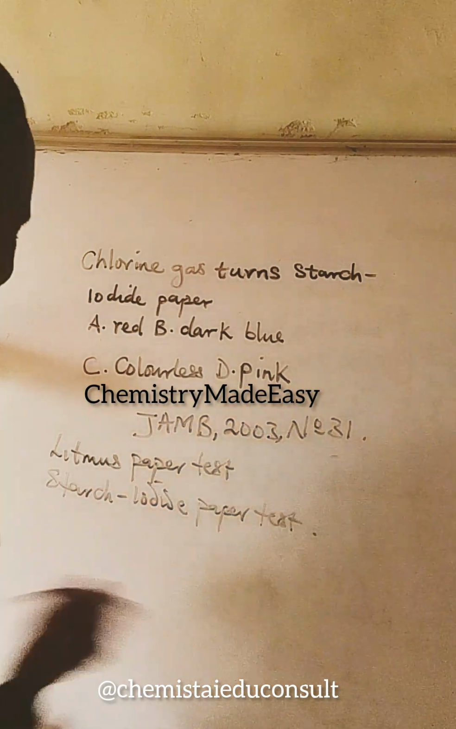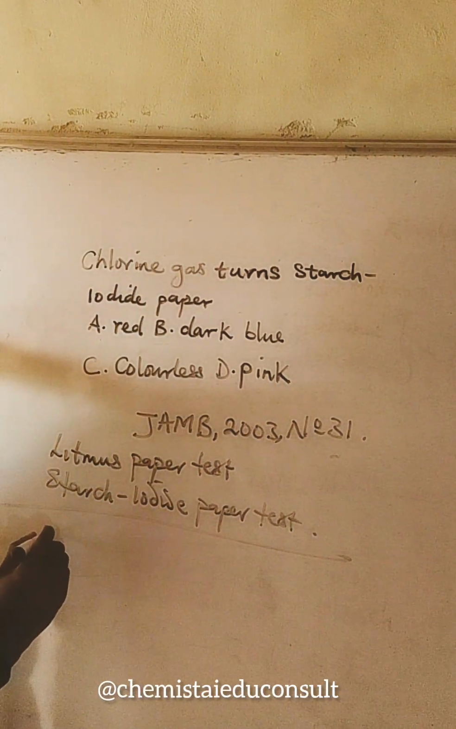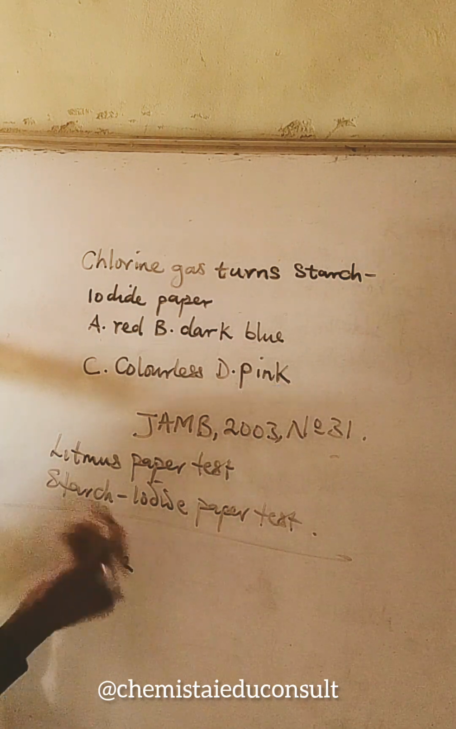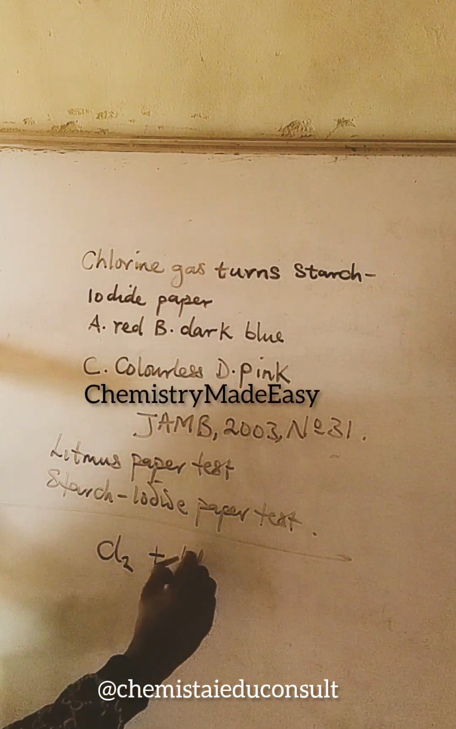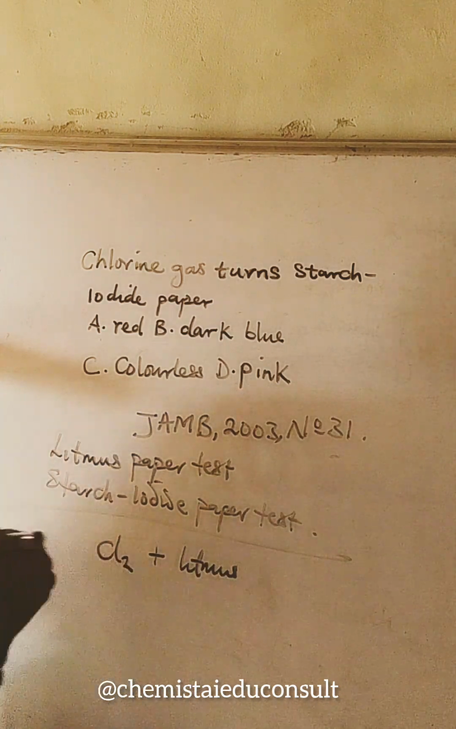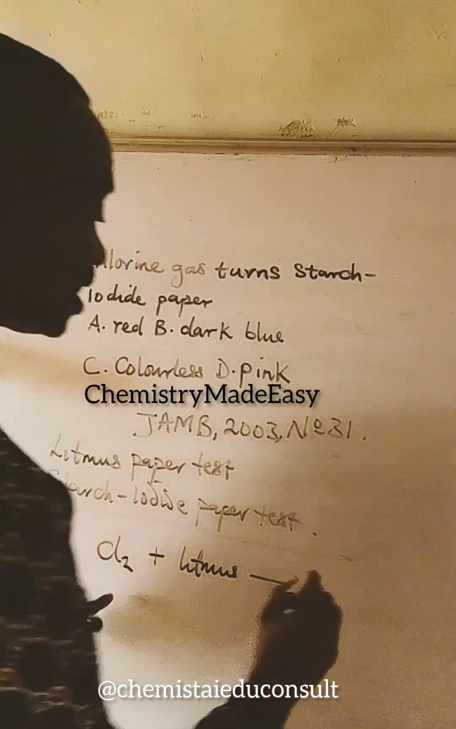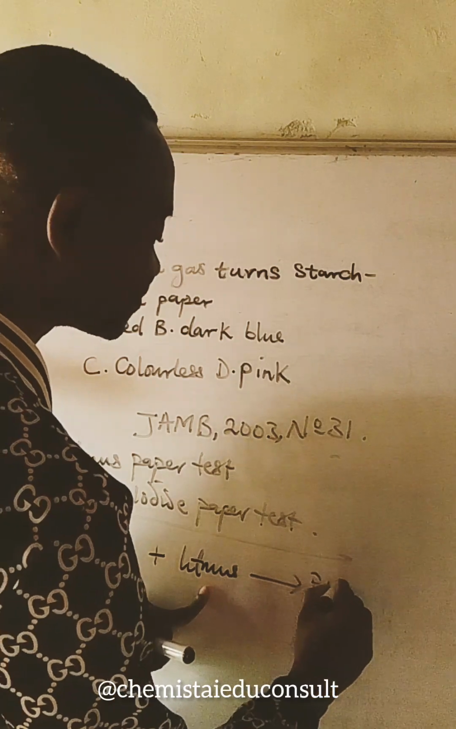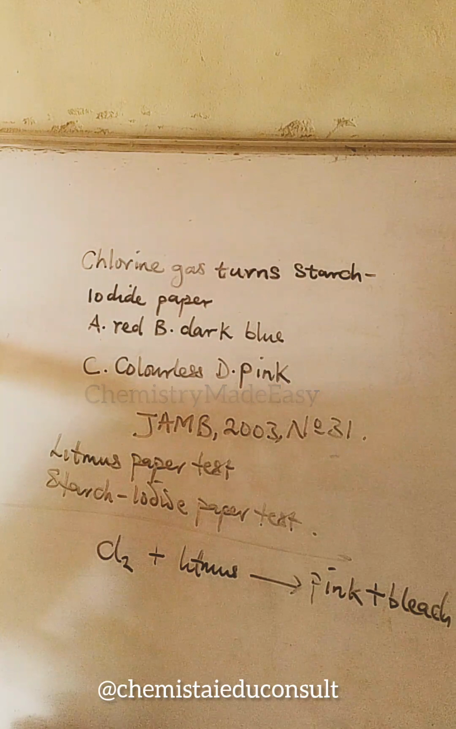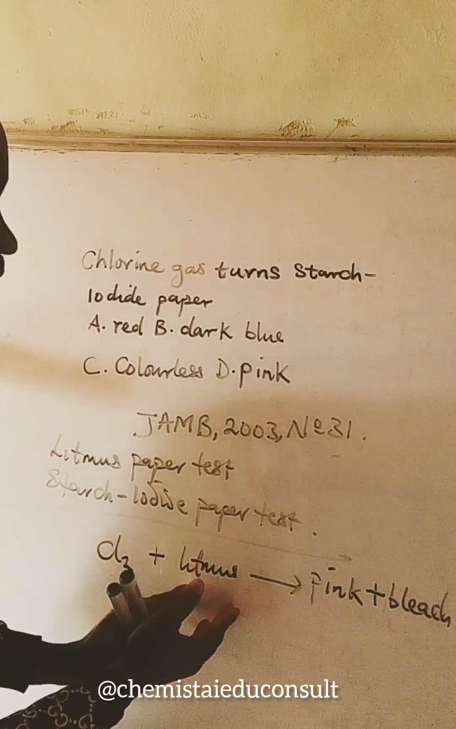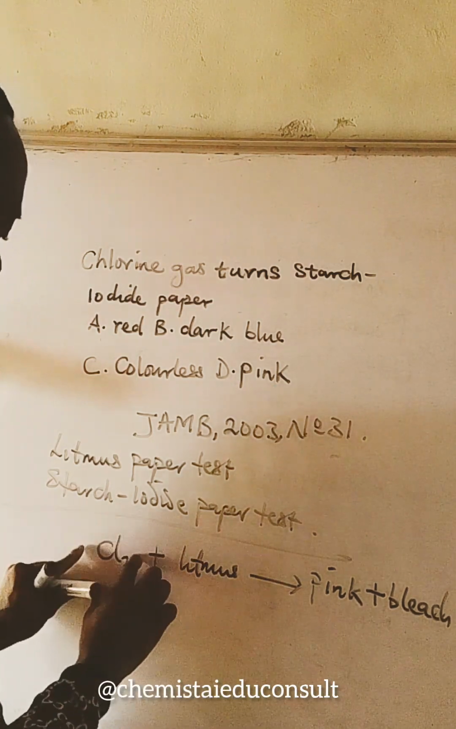Now let's look at litmus paper test. When you pass chlorine gas, an unknown gas suspected to be chlorine, you pass it across a litmus paper, whether blue litmus paper or red litmus paper. What the chlorine gas does is to turn this litmus paper to pink and then bleach it. So any gas that turns litmus paper to pink and bleaches it is chlorine gas.